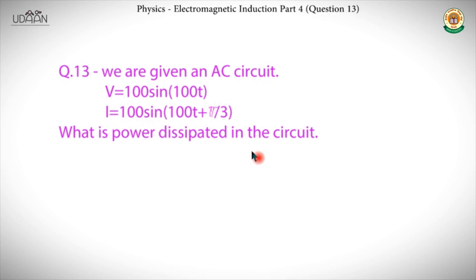Coming to question number 13, we see that we are given an AC circuit for which the voltage is something like 100 sine of 100t and the current is 100 sine of 100t plus pi by 3. Now we have to find the power dissipated in the circuit.